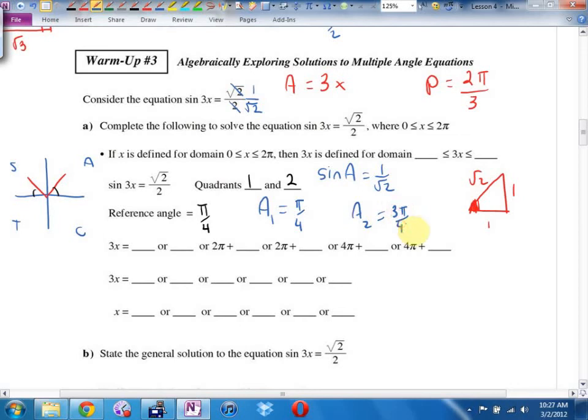Except I don't want to find A. I want to find X. From this line right here. Tyler, if I know A, how could I get the X by itself? Dividing by 3 puts an extra 3 in the bottom there. So you ready? The first X value, pi over 12.